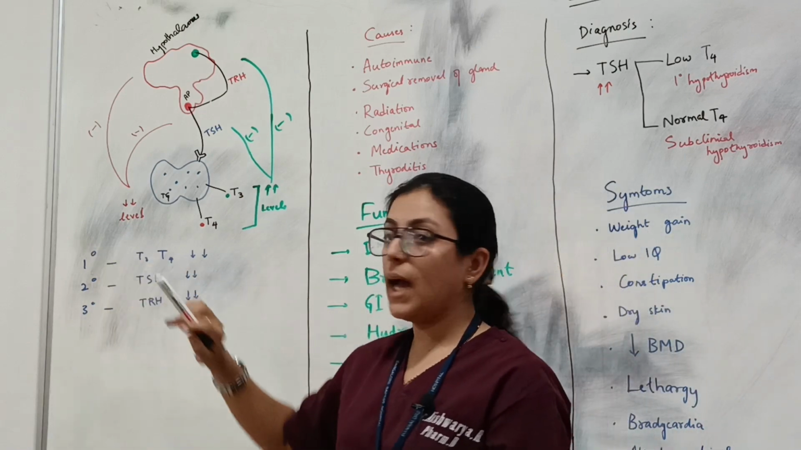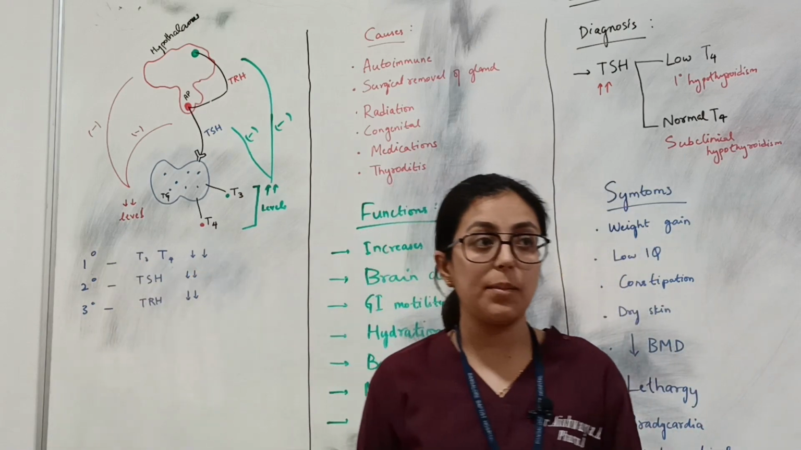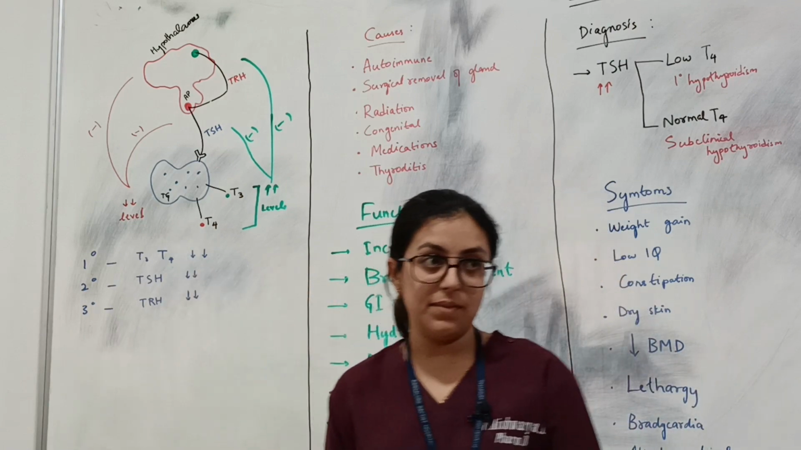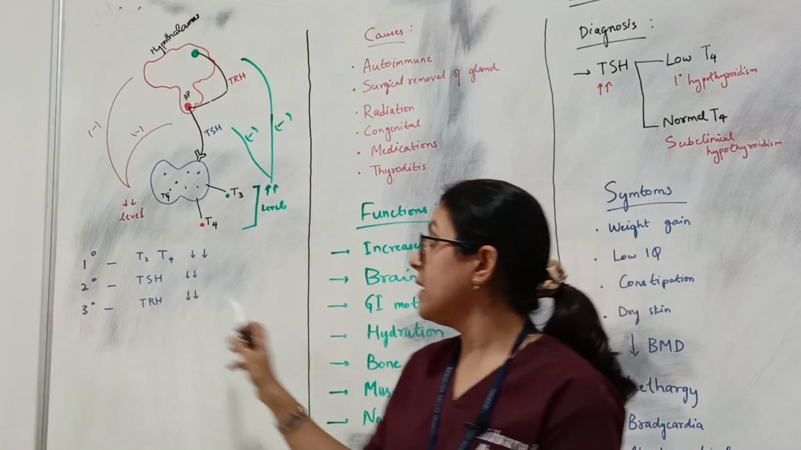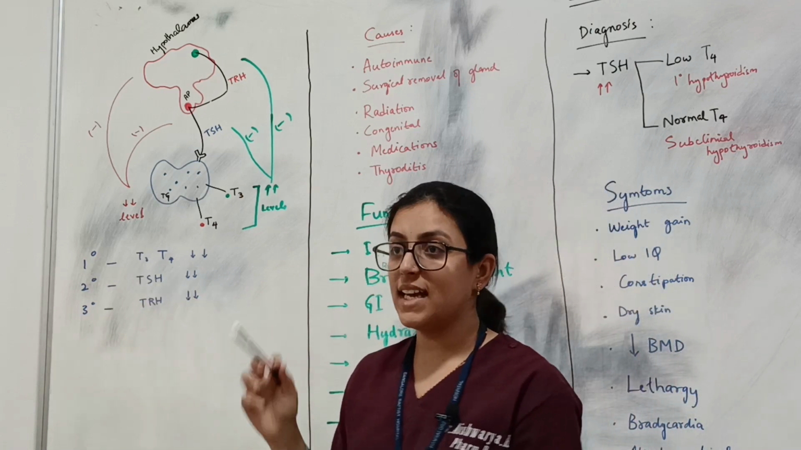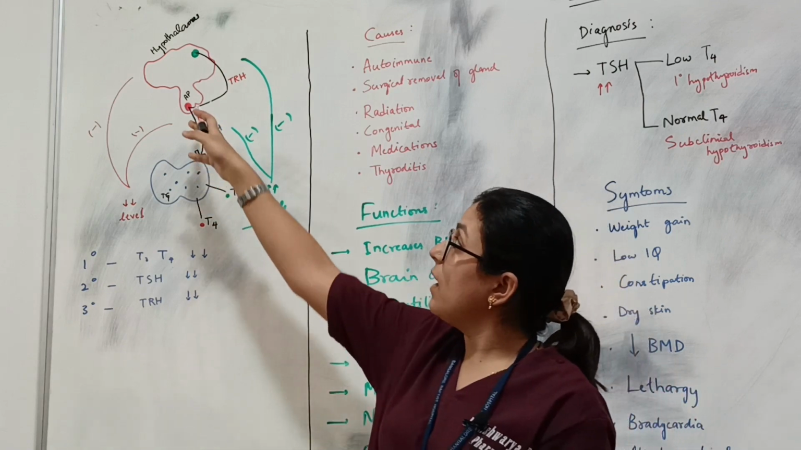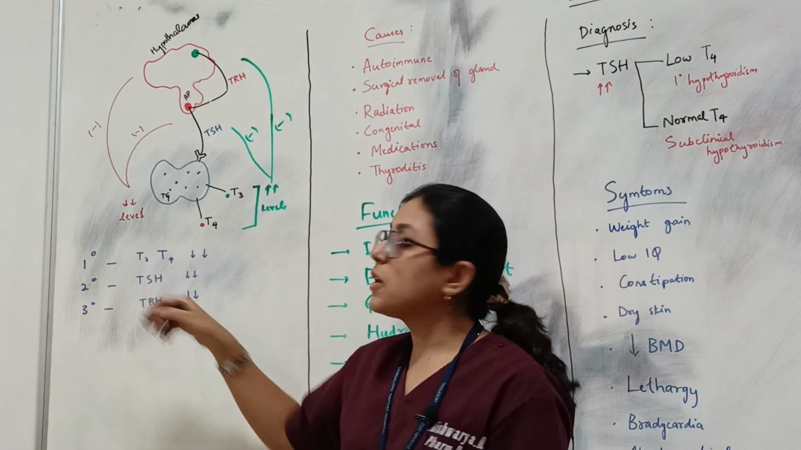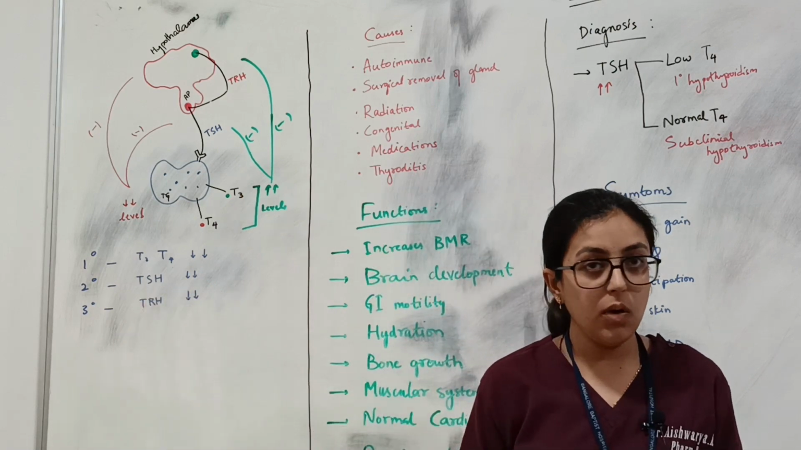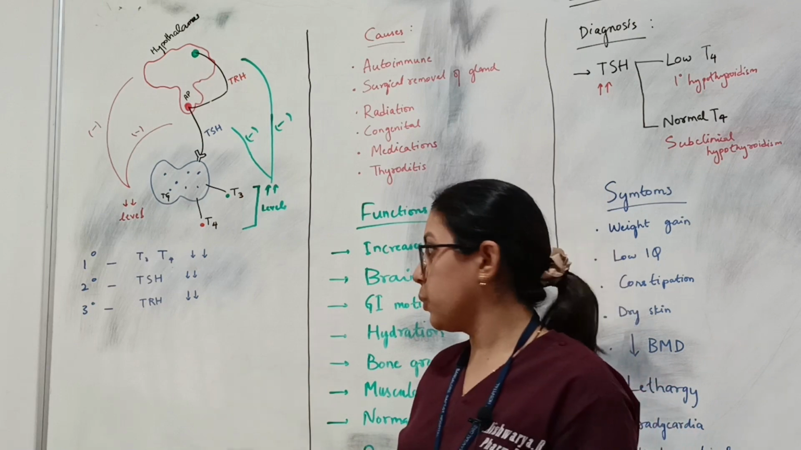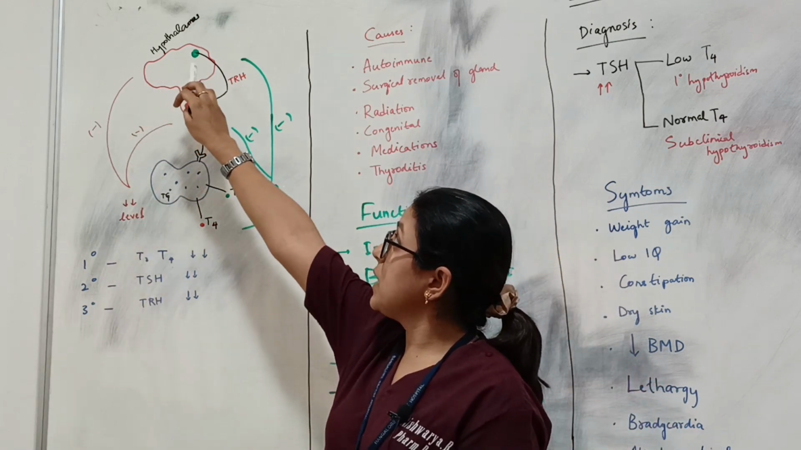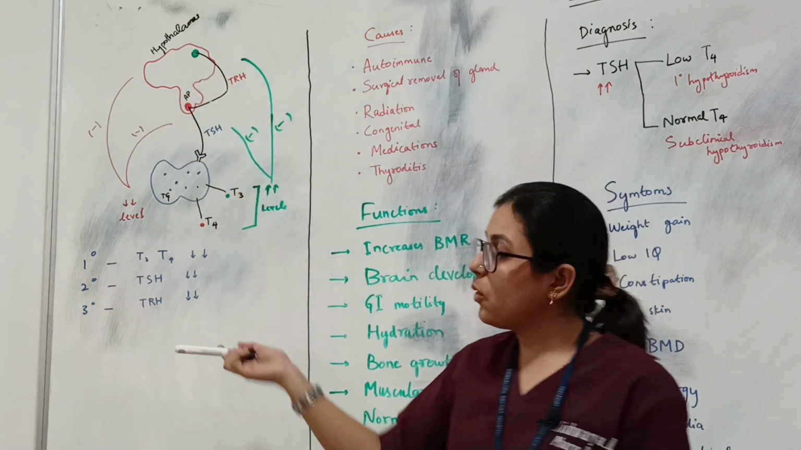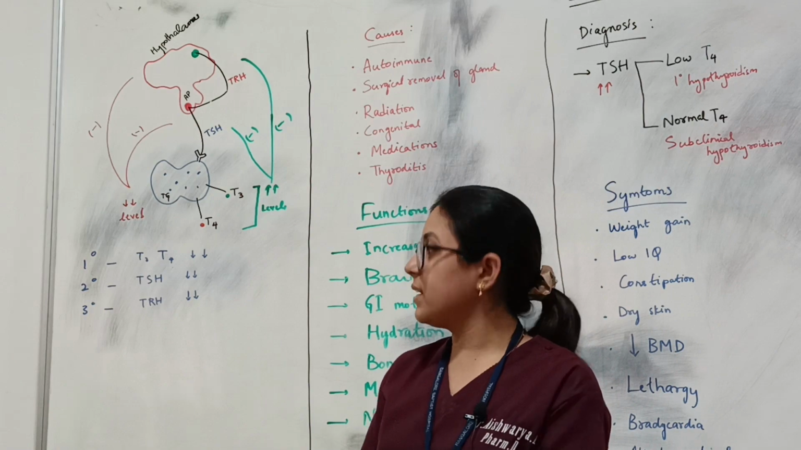In primary hypothyroidism, there are low levels of T3 and T4, whereas TSH is high. That is primary. In secondary hypothyroidism, TSH is low, because the anterior pituitary is not able to produce TSH. Automatically, if there is low TSH, there is low T3 and T4, and that's why there is hypothyroidism. Tertiary hypothyroidism is caused when the hypothalamus is not able to produce TRH, so low TRH, low TSH, and low T3, T4.